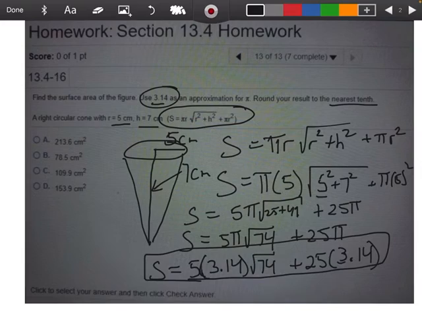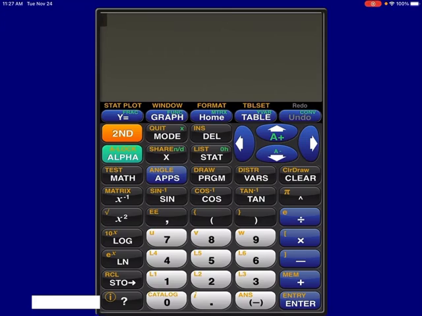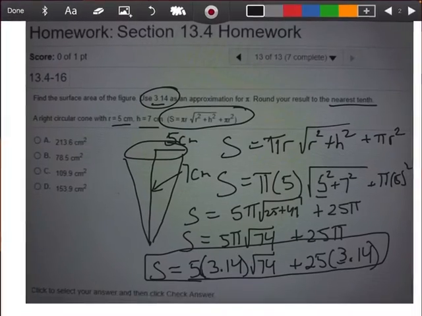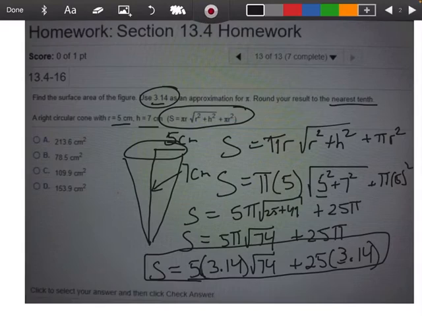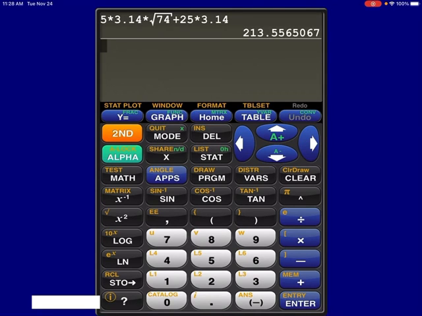Let me grab my calculator real quick. Here it is. Let me clear all this business out. I already forgot the numbers I had. Okay, 5 times 3.14 times the square root of 74 plus 25 times 3.14. And I'm going to hit enter. And so I'm coming up with 213.55.